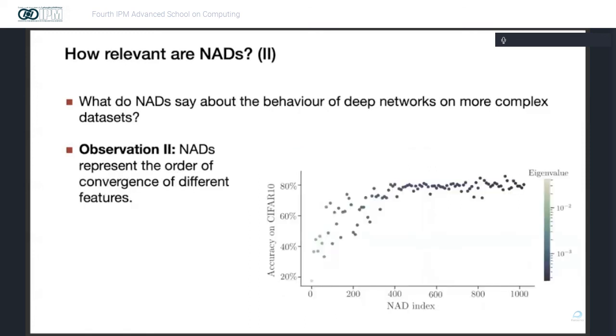The second observation is about the order in which the features are learned when we train these networks on more complex datasets. To demonstrate that, what we did was perform a poison experiment. In a poison experiment, we poison the training data, in this case the CIFAR-10 data, but we test on the original CIFAR-10 data. The way that we poison is by adding each time one of the NAD basis vectors. So for example, when we add the first NAD, the one that corresponds to the feature that is easiest to learn for these networks.